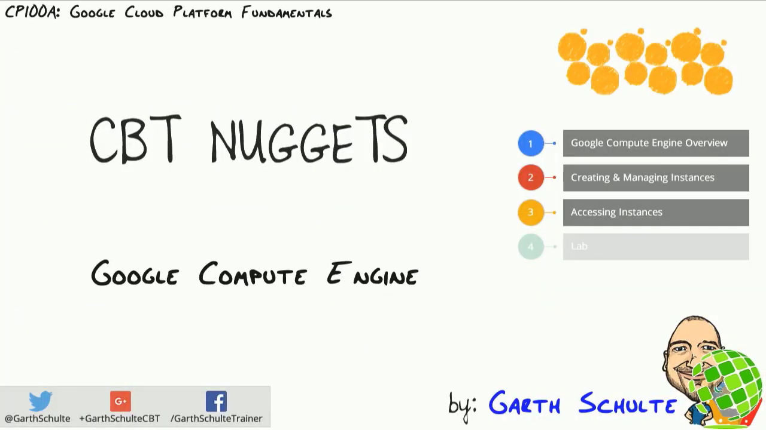In this CBT Nugget, we took a look at Google Compute Engine, the infrastructure as a service offering in Google Cloud Platform that allows us to spin up virtual machines and networks in the cloud.